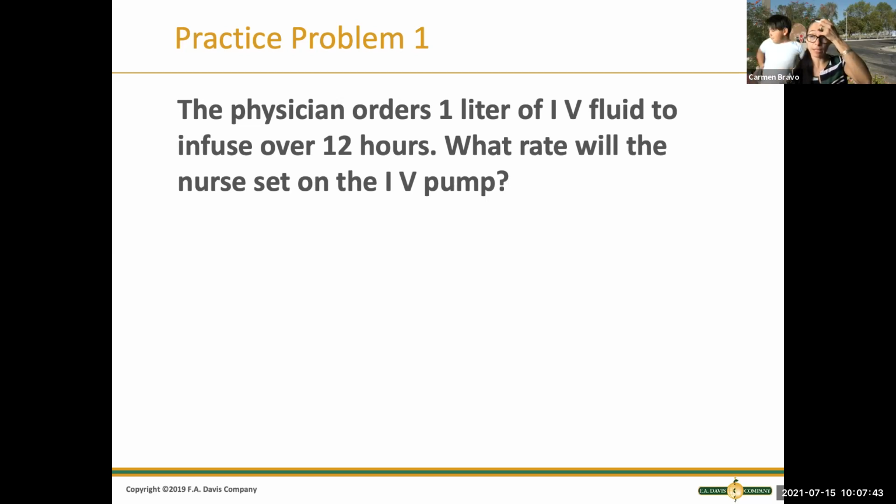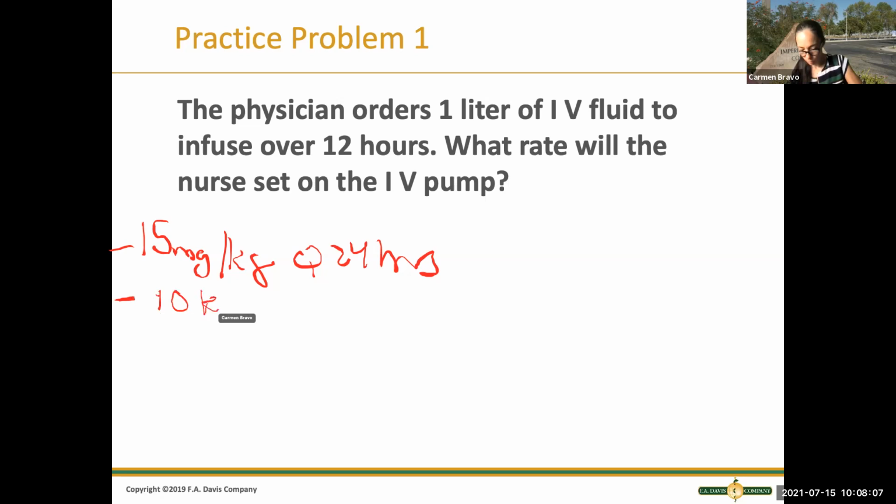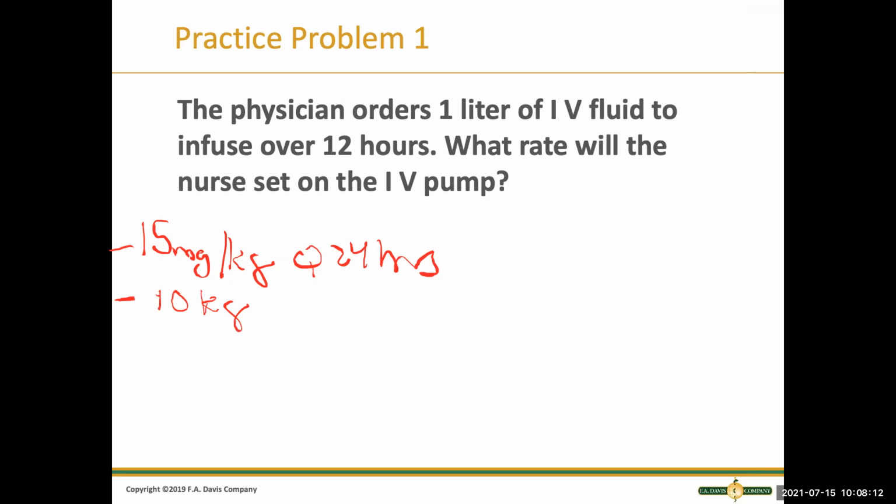And then I can think of another example. Say it again. What was it? The child was 10 kilos. 15 milligrams per kilogram every 12 hours for a child weighing 10 kilograms. And the dosage strength is 250 milligrams for every 5 milliliters. And the kid was 10 kilos. What was the question asking for? How many milliliters should the nurse administer?